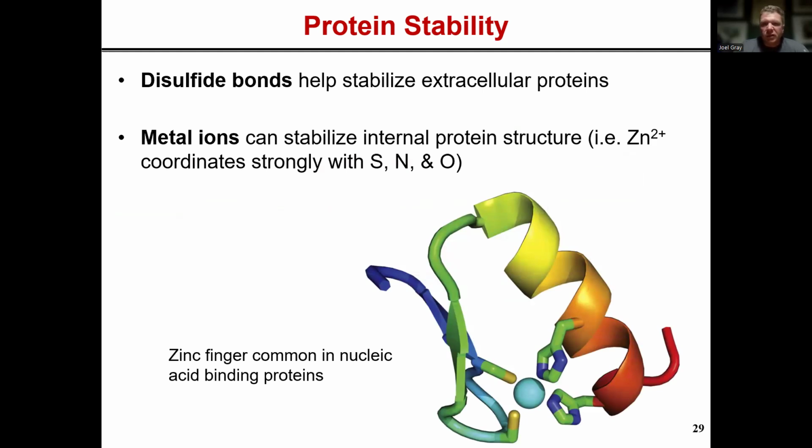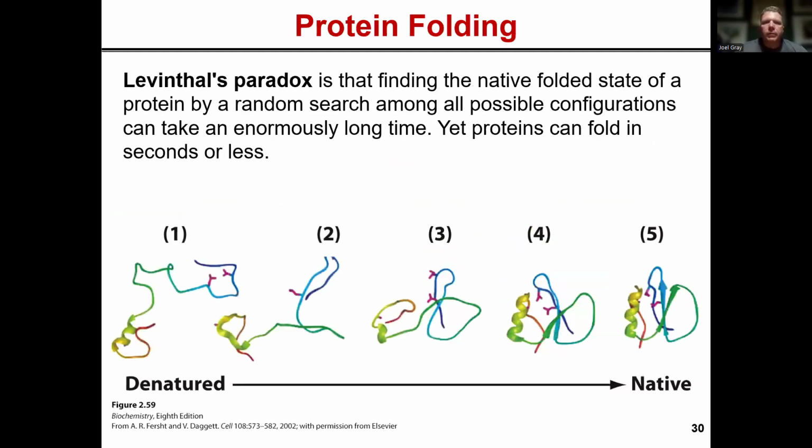Disulfide bonds help stabilize extracellular proteins. Metal ions can also stabilize internal proteins. Zinc coordinates strongly with sulfur, nitrogen, and oxygen because they all have lone pairs of electrons. Zinc fingers are common in nucleic acid binding proteins.